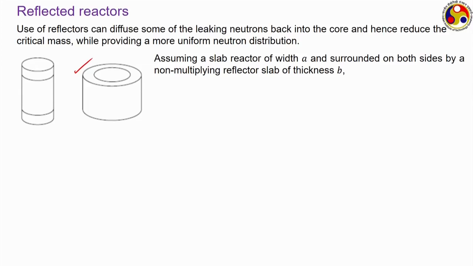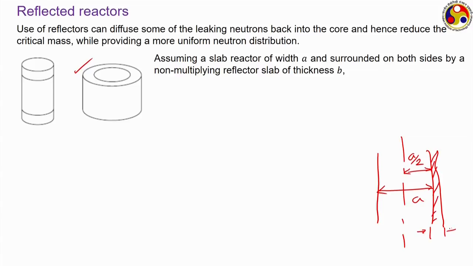It is also very common to have the entire core of a boiling water reactor immersed in a pool of water, because water is a good reflector. Now, we assume a slab type reactor of width A, surrounded on both sides by a non-multiplying reflector slab of thickness B. Like the slab geometry which we took earlier, this is the slab type reactor where the thickness is A, or you can say on each side it is A by 2, but this is the additional part. Now, we have this reflector of thickness B on both sides of the slab.